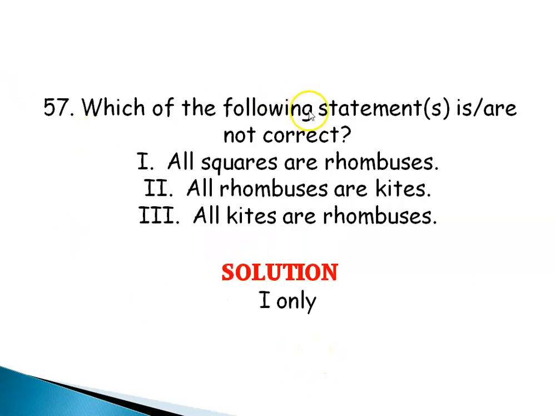Question 57. Which of the following statements is or are not correct? The one that is not correct: all squares are rhomboids is not correct.